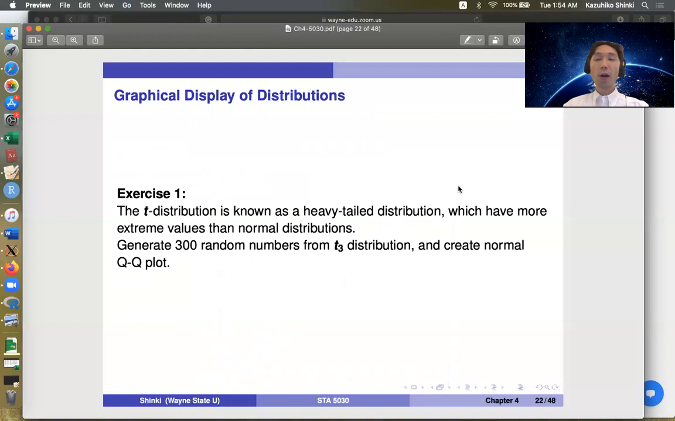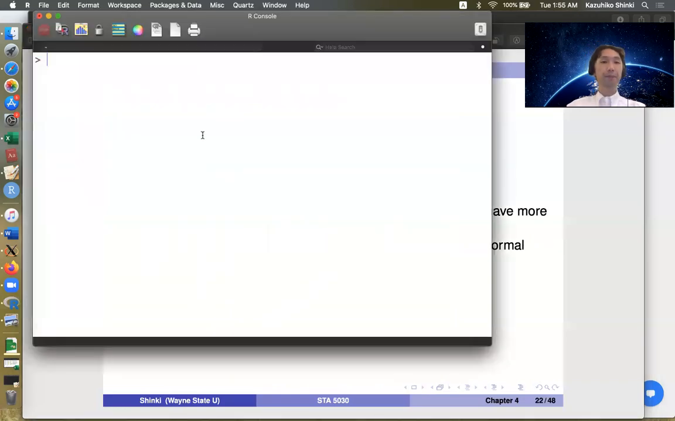Okay, so think about more distributions. What happens if random numbers follow a more heavy-tailed distribution? For example, the t distribution with df 3, and how the normal QQ-plot looks. Since the observations are originally generated from a t distribution, it doesn't satisfy the assumption. It doesn't come from a normal distribution, so the points in the QQ-plot are not on a straight line. We will see what happens.